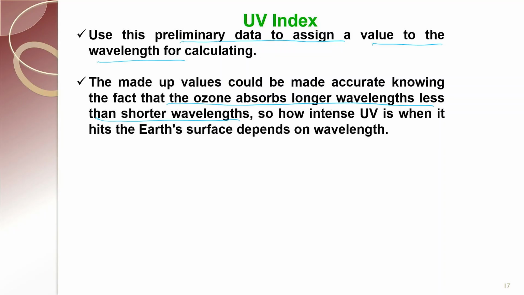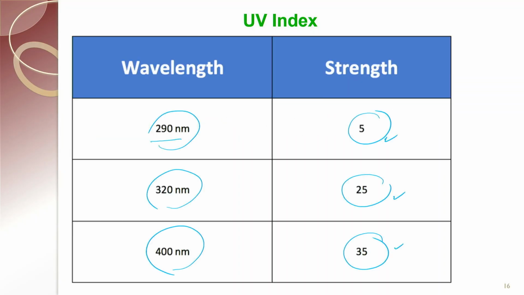So, how intense UV is when it hits the earth surface depends on the wavelength. So, as ozone absorbs longer wave less, that is why you can see that for longer wave the strength is higher. So, that much quantity is coming to the earth, it is hitting the earth surface. So, longer wave will hit earth surface more than the short wave, because short wave will be absorbed by the ozone layer.